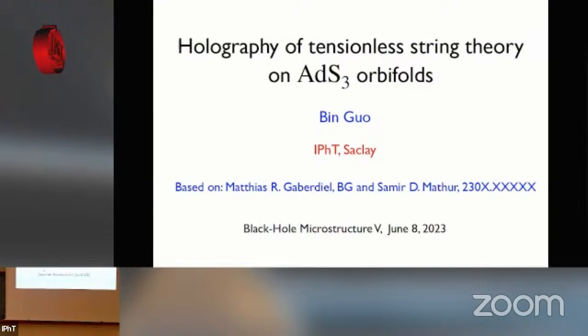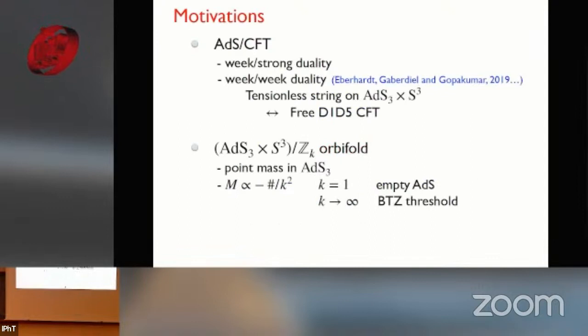So first, let me talk about some motivations. We know AdS/CFT is a strong-weak duality. To understand gravity and strings in the bulk, we need a strongly coupled CFT. But four years ago, Eberhardt, Gaberdiel, and Gopakumar found an interesting weak-weak duality between tensionless strings on AdS3 cross S3 cross T4 and the free D1-D5 CFT, and a similar case for AdS5. So it would be very interesting to find other backgrounds where we can have this exact weak-weak duality.